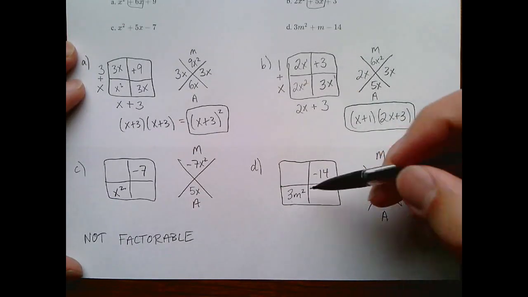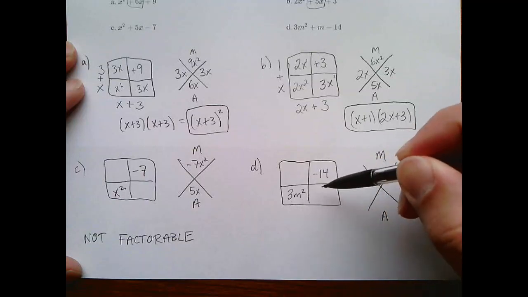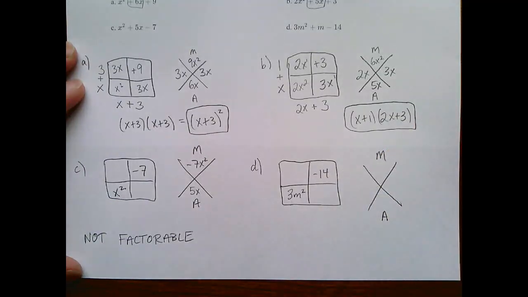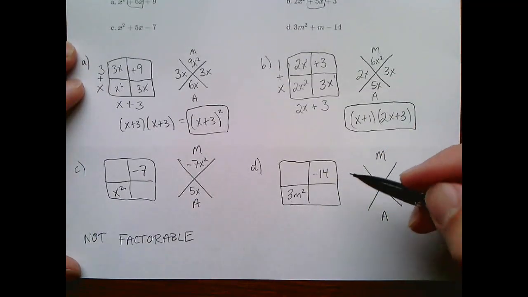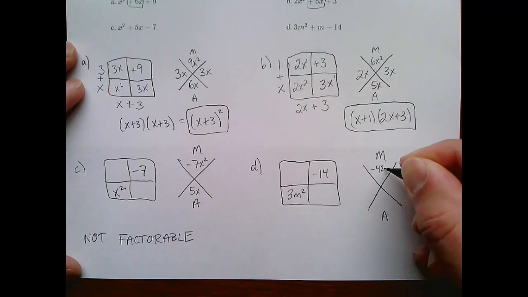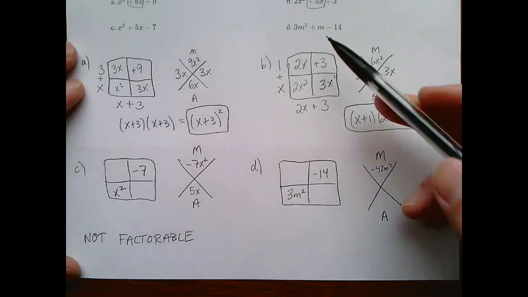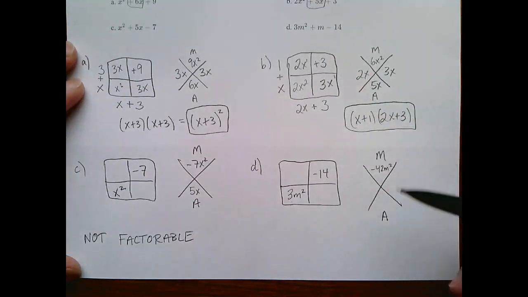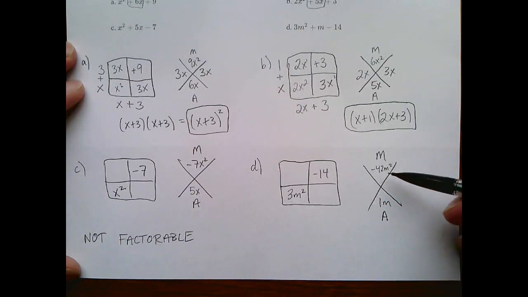So very similar. This diagonal has to multiply to the same thing as this one. So what is 3m squared times negative 14? Well, negative 14 times 3 is negative 42. And this will be m squared. I know they need to add up to m, a positive m, so I can put here a positive 1m. So can I find two things that multiply to negative 42 and add up to 1?